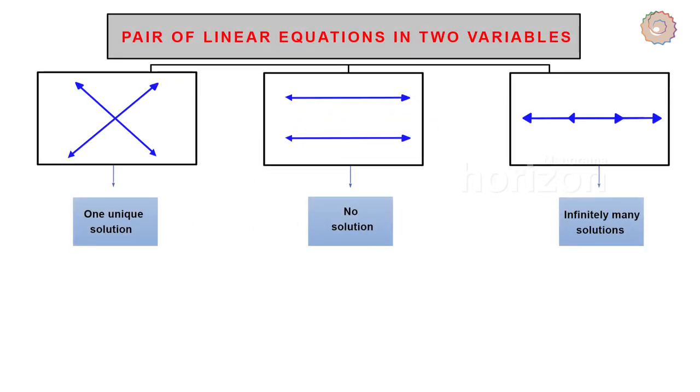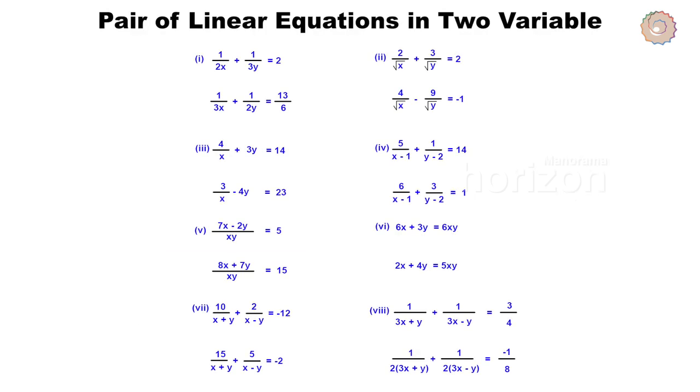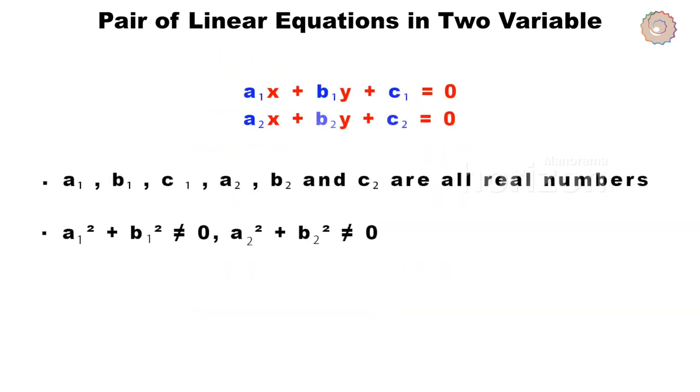The three cases of the solution of a pair of equations in two variables can be found out graphically or algebraically, that is by using the algebraic methods of substitution, elimination and cross multiplication. So, in order to reach this extent, be it in any format, first of all, we need to reduce the equations to their standard form. Let's see how we can do that with a few examples.